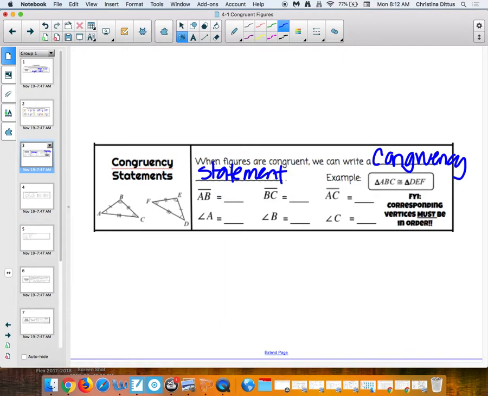I said angle A on my left triangle. What matches it in my right triangle? Angle D. How do you know that? How many arcs does angle A have? One. How many arcs does D have? One. So you're going to match your arcs, okay? How about B? What matches B? E. How do I know? The arcs. We got two arcs. How about C? What matches C? F.